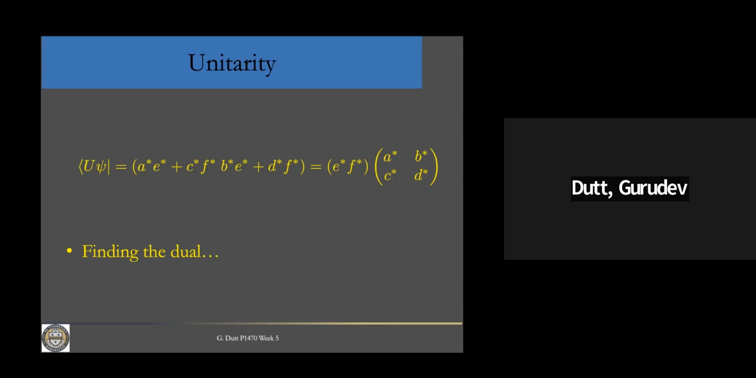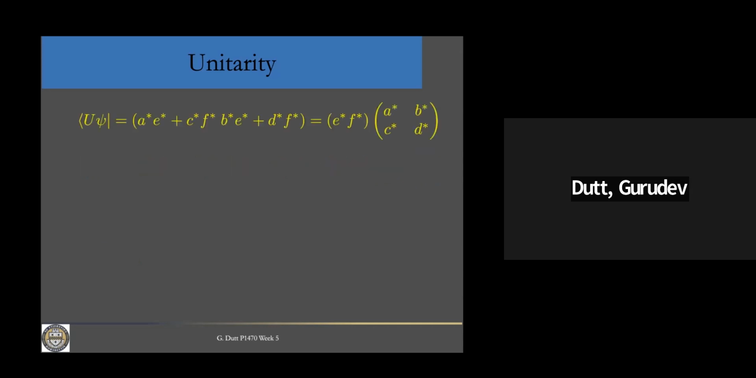Okay, let's do the math. It'll be pretty obvious. E star times A star plus F star times C star must be this guy, which is exactly what it is. E star times B star plus F star times D star must be this guy, and it is. So these two expressions are identical. Okay? I'm just writing that same expression down here, the exact same thing.